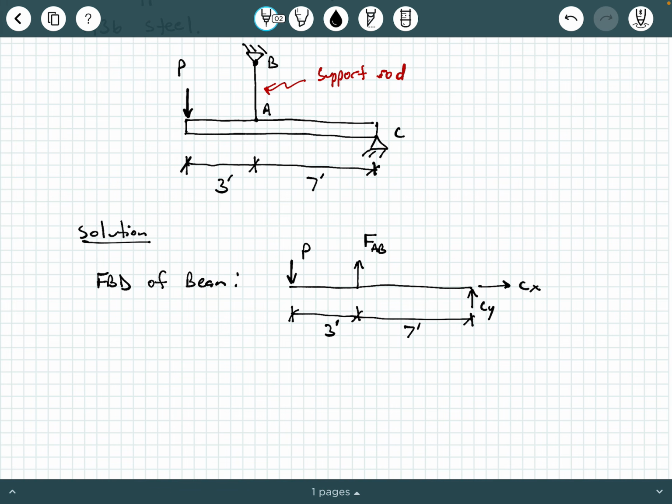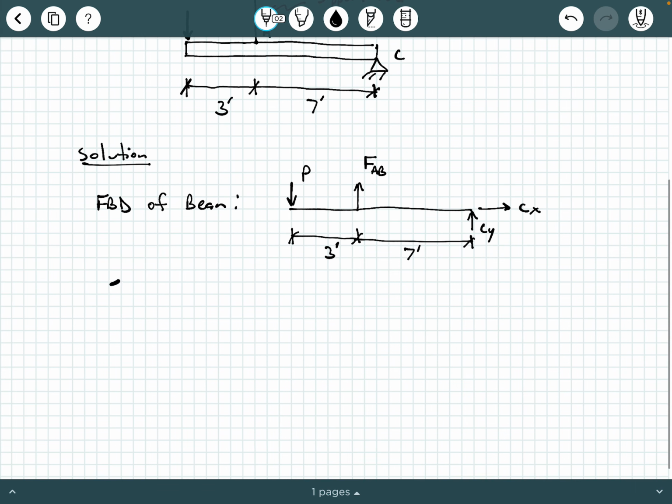So again, we're really interested in what's going on with the support rod. So how about this? From statics, we're going to say the sum of the moments about point C equals 0. And we typically call things going counterclockwise positive. And when we sum moments about point C, CX and CY are not going to show up in this equation, but FAB and P will show up in this equation. So let's write this moment equilibrium equation.